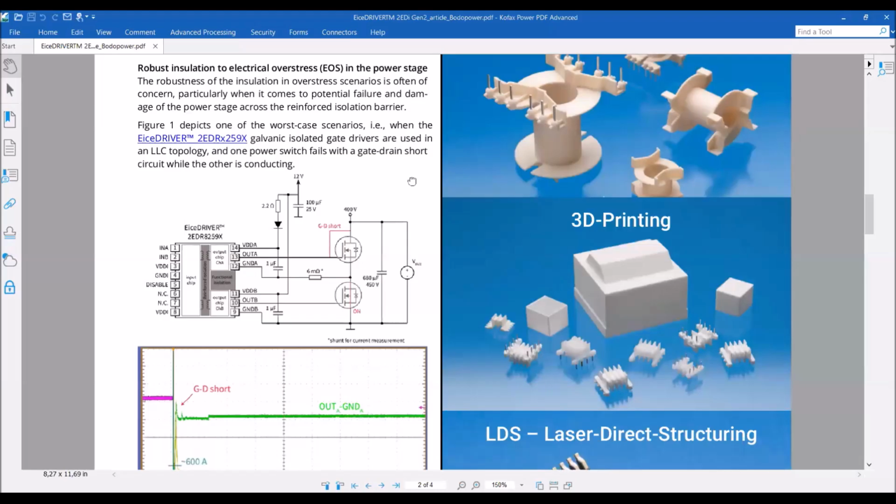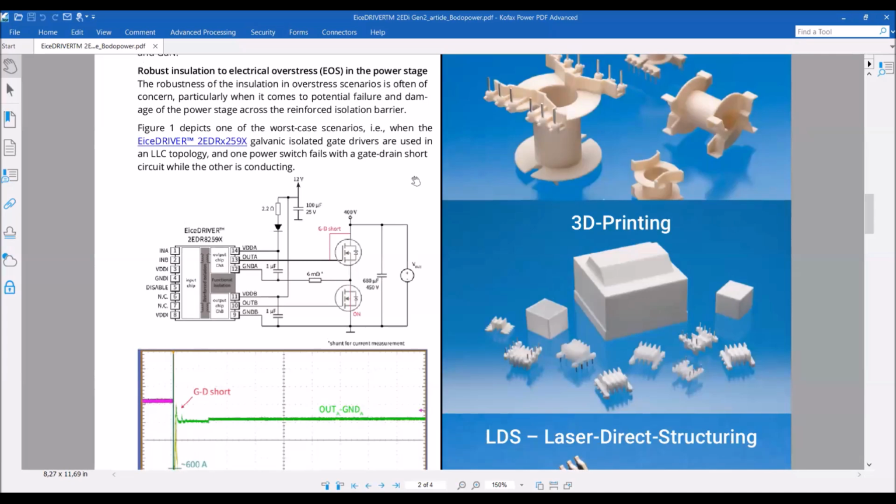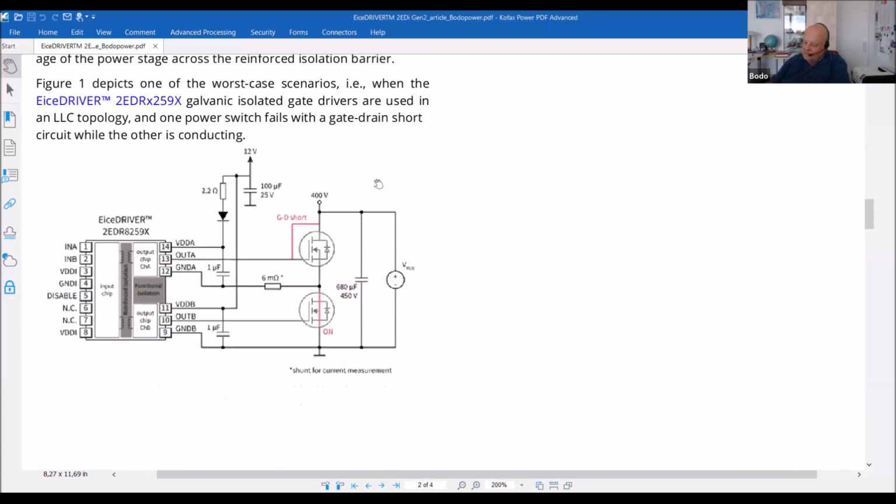Yes, I can try to explain. Again, it would be nice if I could share my screen. Okay, of course. So actually, we also addressed that point in the article. We have this section, robust isolation to electrical overstress. Maybe I make it a bit larger.